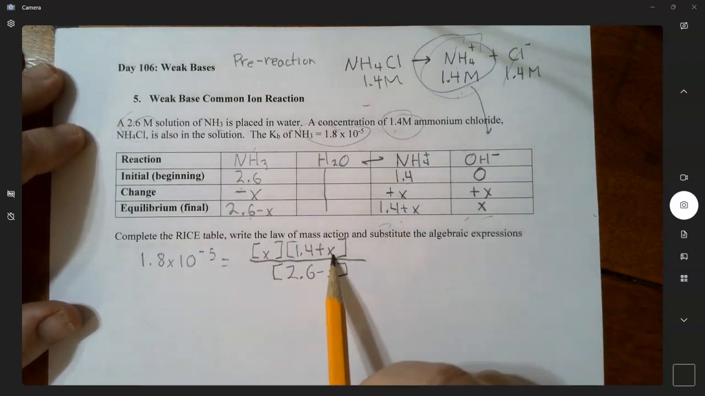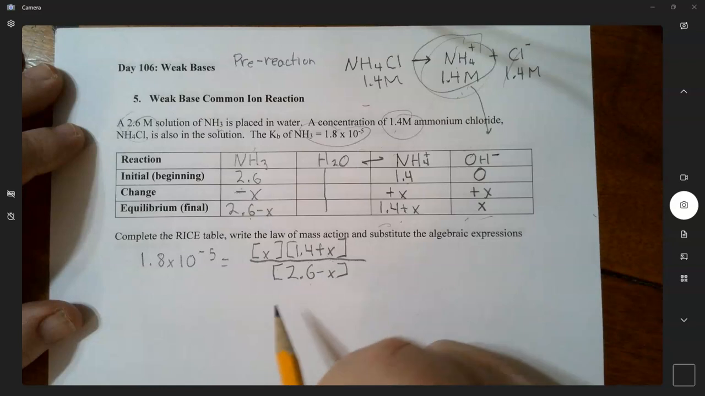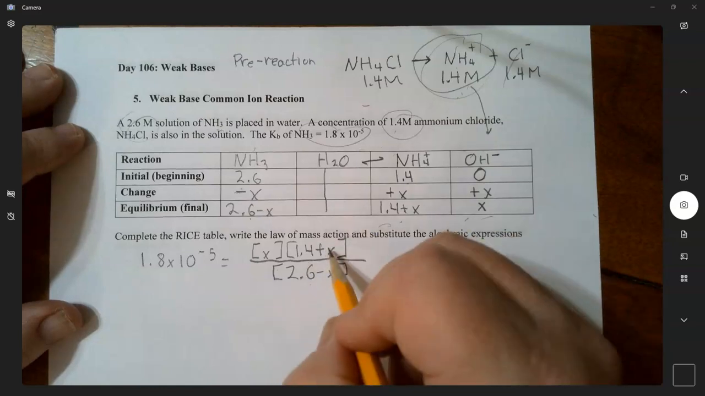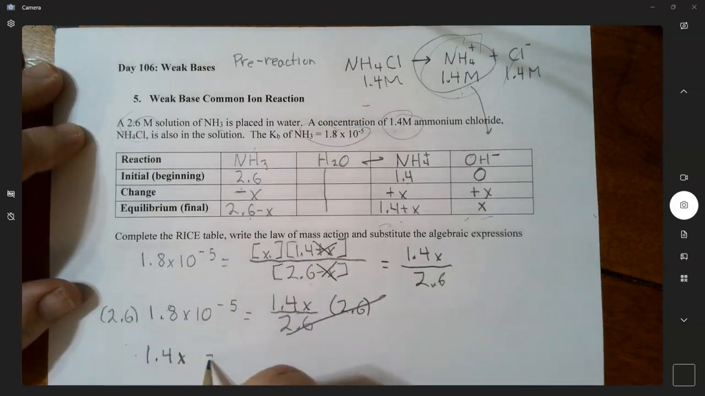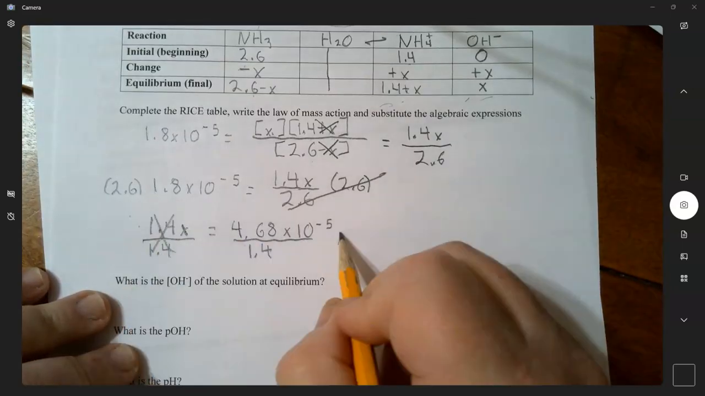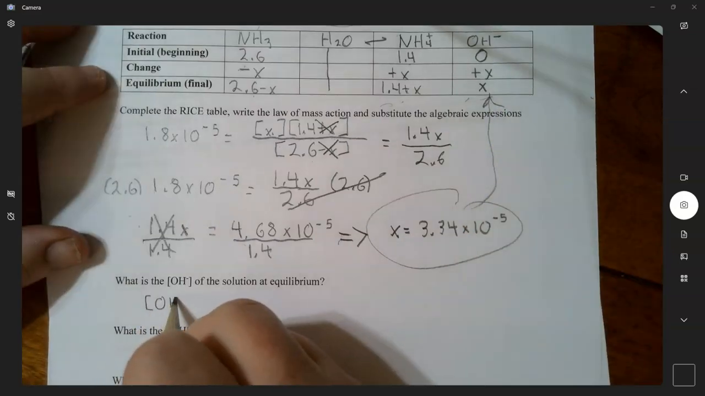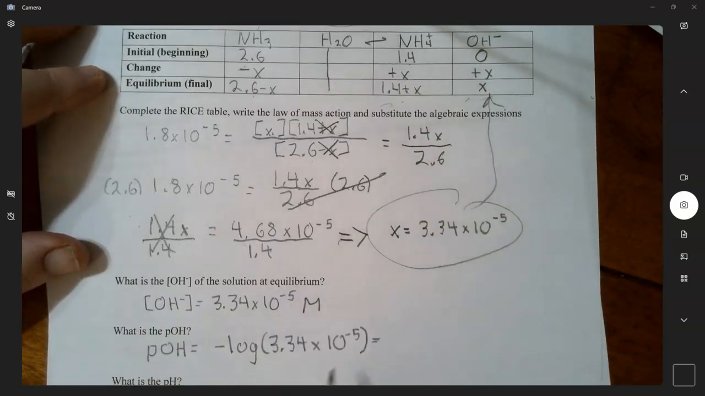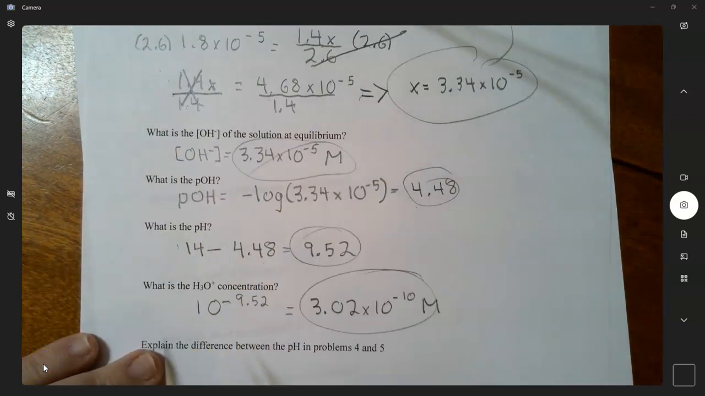Okay, simplifying assumption, we're going to assume X is very small compared to either 1.4 or 2.6. It would have to be small compared to both. We're going to say that it is. And that is our hydroxide concentration. Okay, so there are all the concentrations. Okay, explain the difference between the pH of problems 4 and problems 5.